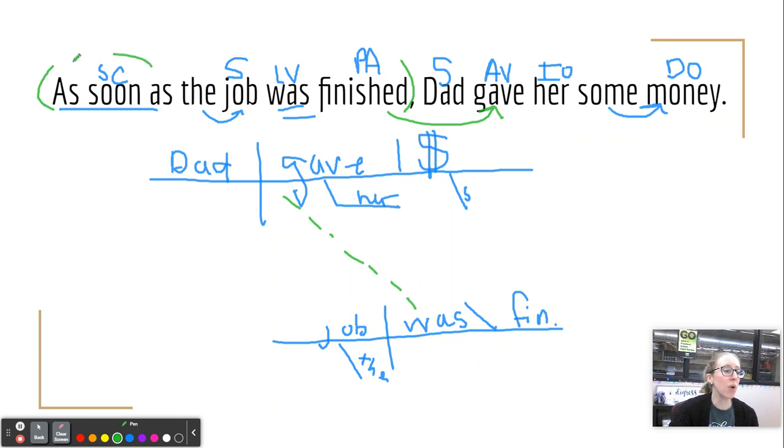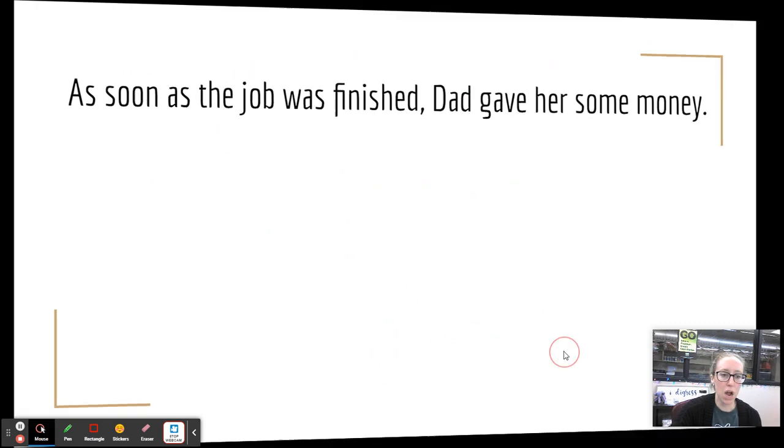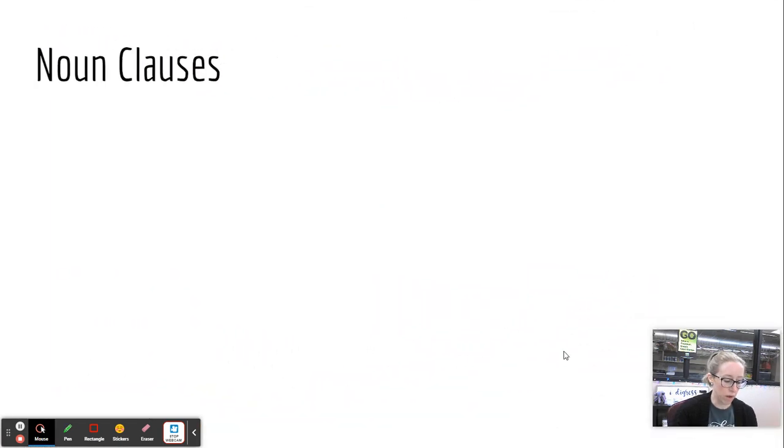And then don't forget, you have to put that subordinating conjunction on that dotted line as well. So I'm going to put "as soon as," and you would actually write the whole thing out, but I am struggling with this. So that is how you would diagram that adverb clause. All right, moving on. Here we go. This is our last one.